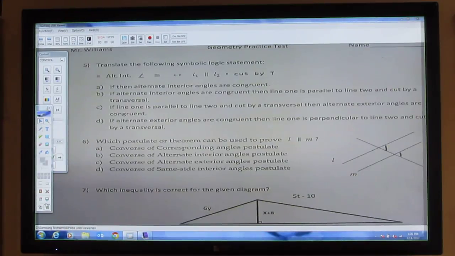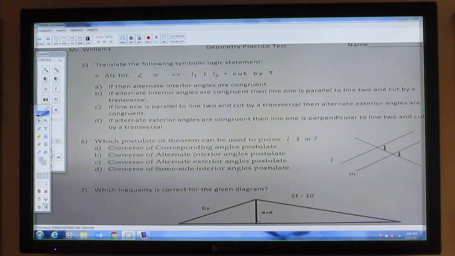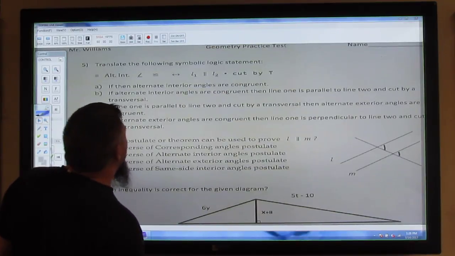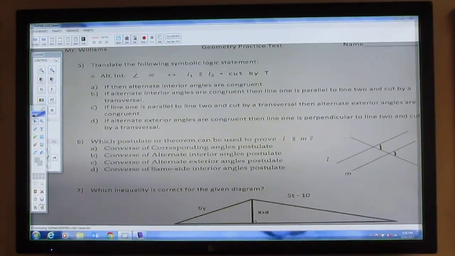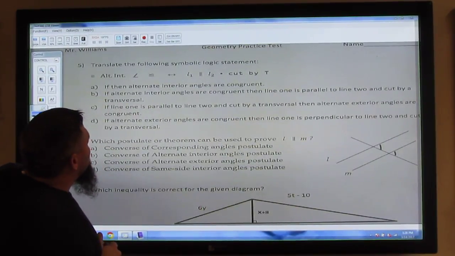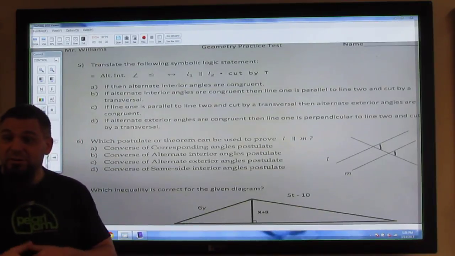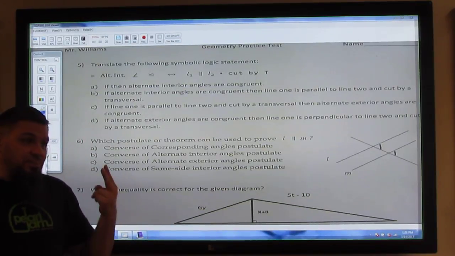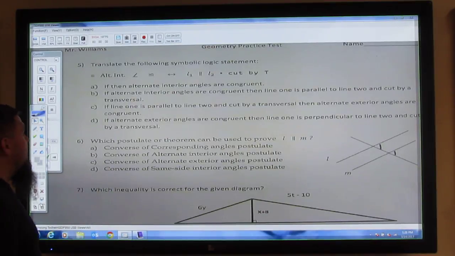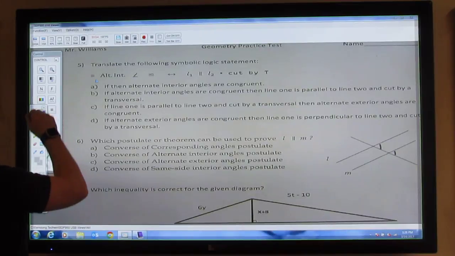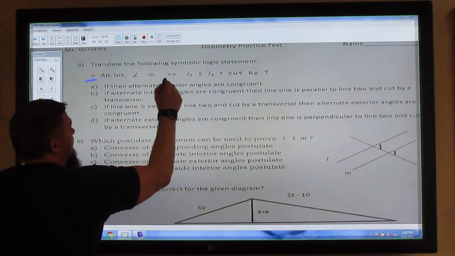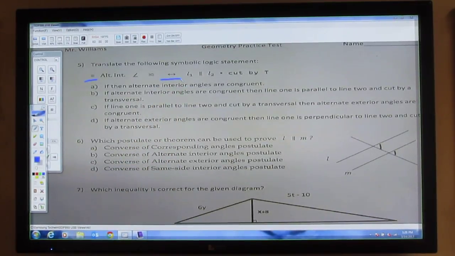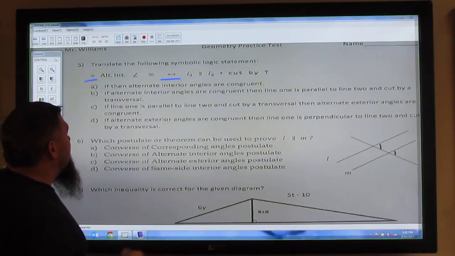Chapter 3 test. All right, we got number 5. Number 5, again, it says translate the following. So this is basically from chapter 2, right? We should be able to know that the three symbols are "if," right? This is "biconditionally then," right? So that's a biconditional statement. That means it goes both ways.